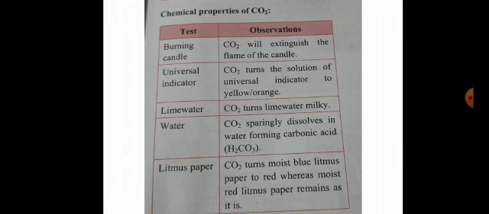On pouring some lime water into a jar containing CO2, it turns milky white, which indicates the formation of insoluble calcium carbonate precipitate. The reaction is like this: Ca(OH)2, that is lime water, calcium hydroxide, plus CO2 gas, gives CaCO3, calcium carbonate, plus water, H2O. So the chemical reaction is Ca(OH)2 aqueous plus CO2 gas gives CaCO3 solid plus H2O liquid.